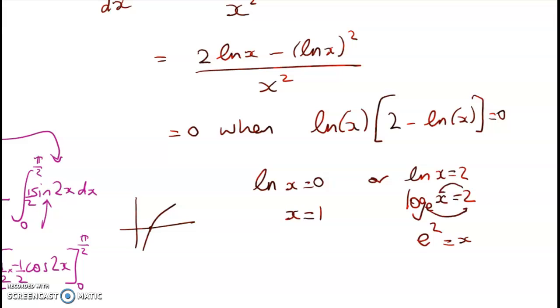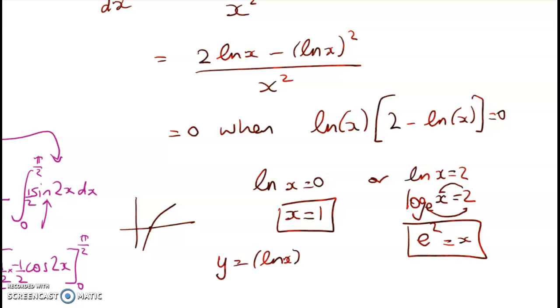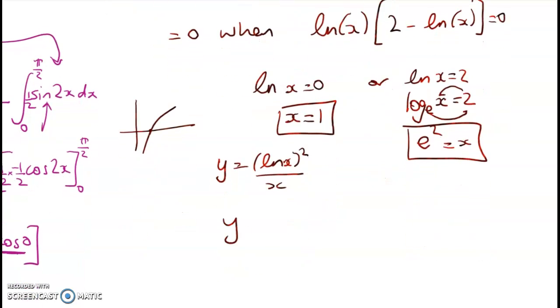So I'm not quite finished though. I've got my x coordinate, but now I need to get my y coordinate for both of those. So going back to the start, remember y was equal to the natural log of x squared divided by x. So here y is equal to 0 squared on 1, which is 0. So my first stationary point is 1, 0.